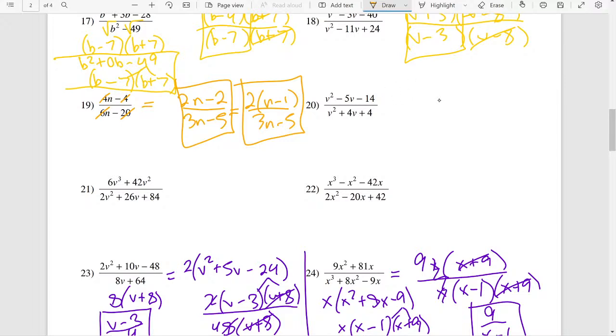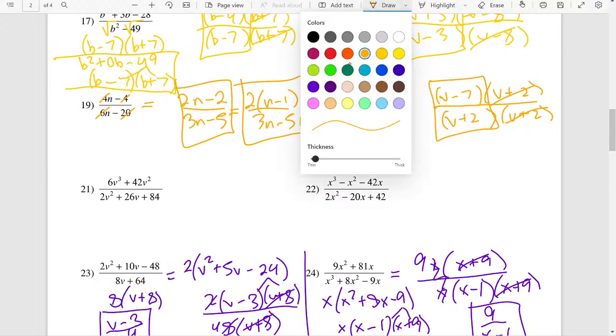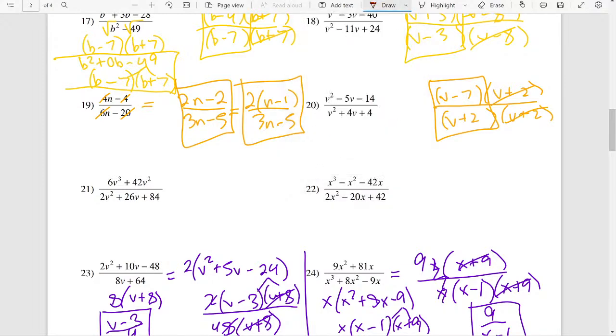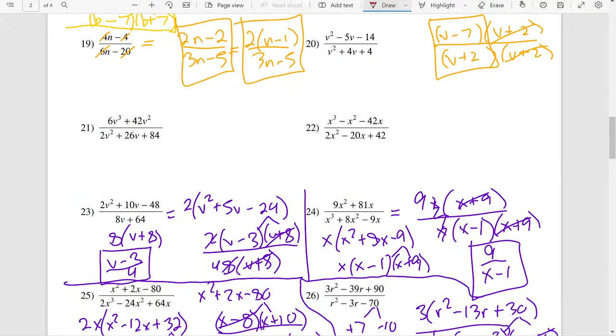We want to factor the top, and we would do 7 and 2, minus 7, positive 2. On the bottom, we'd have v plus 2 and v plus 2. The v plus 2's cancel, and because I canceled, I simplified, and I got a nicer answer. All right, on to the last 2 that I haven't solved yet, at least on this particular version here.